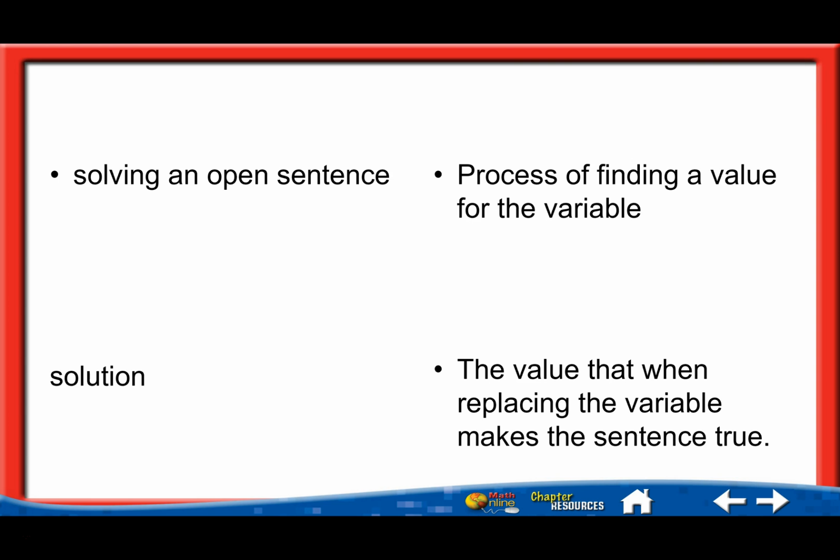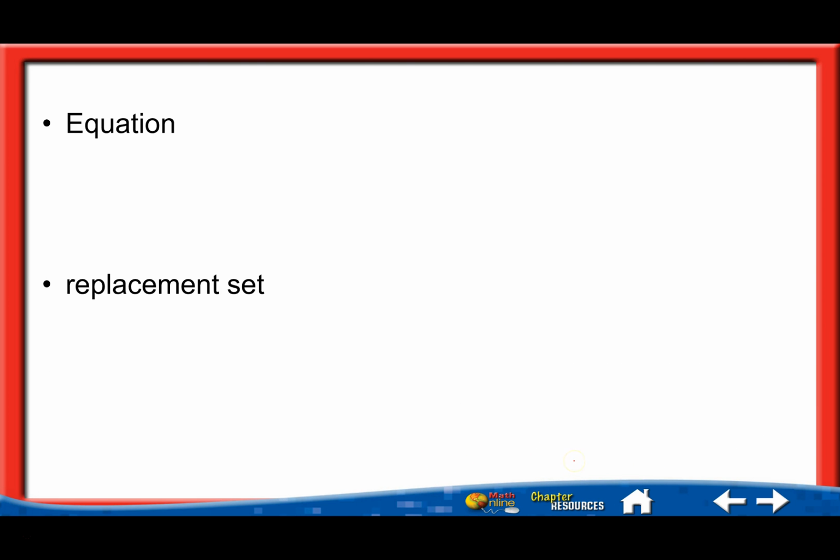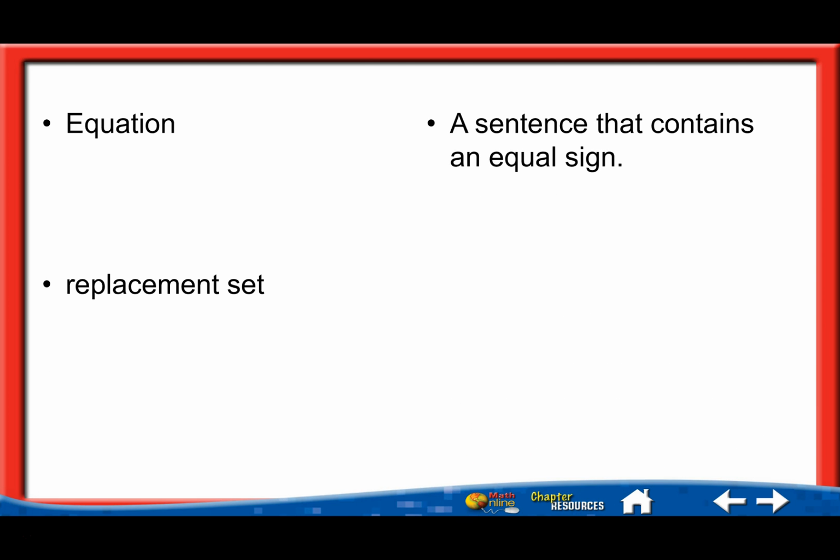So then a solution is the value that, when replacing the variable, makes the sentence true. So the process of finding it is solving, and the solution of an open sentence is the value after you find it. That would be like x plus 4 equals 5, x equals 1 would be the solution. So the open sentence and the solution. An equation is a sentence that contains an equal sign. I hope I don't need any examples for that.